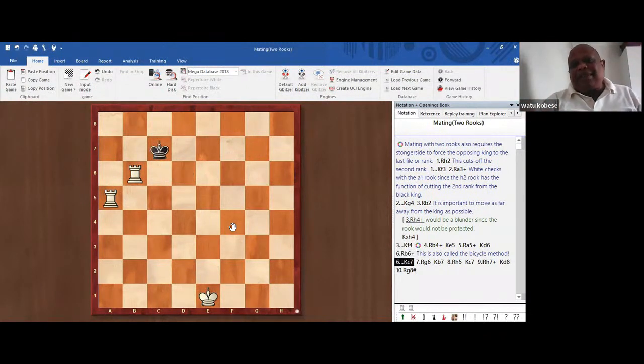Now, once the king moves to c7, we need to be careful again. The king is too close, and the king wants to capture this rook. So we move as far away as possible, still cutting the sixth rank though. So we move all the way there. The king moves to b7, then we move our other rook also to the side. We must move as far away from the king as possible.